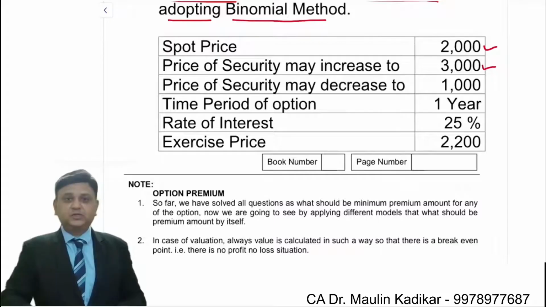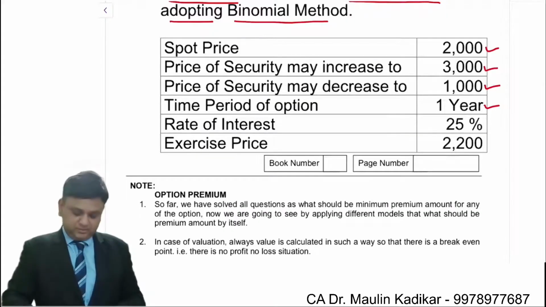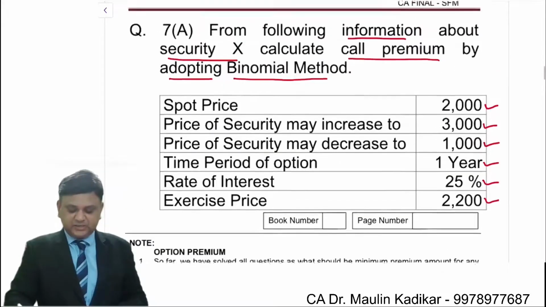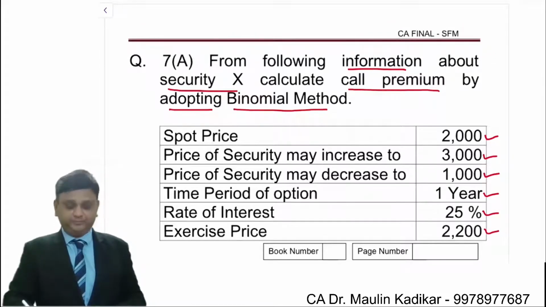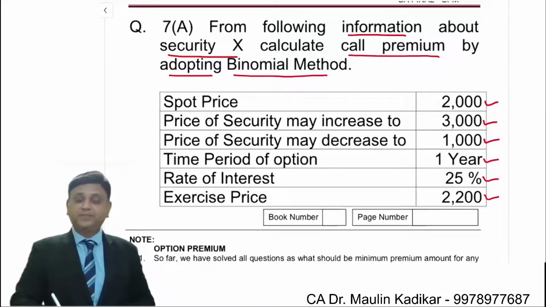The price of the security may increase to 3000. It may decrease to 1000. The time period of the option is 1 year. The rate of interest is 25%. And the exercise price or strike price is 2200. From this information, we are required to compute the premium by using the binomial method.